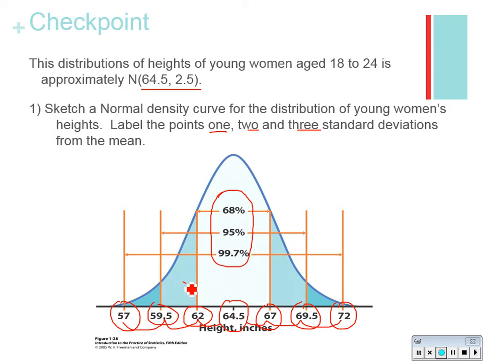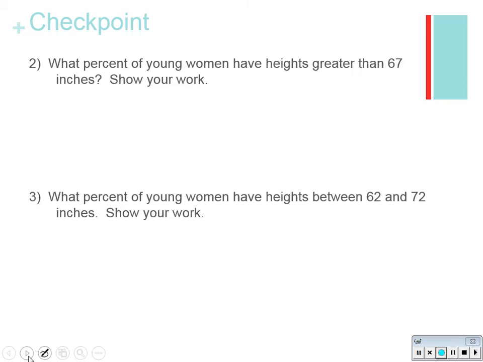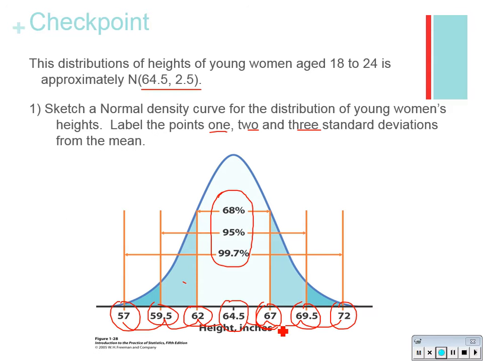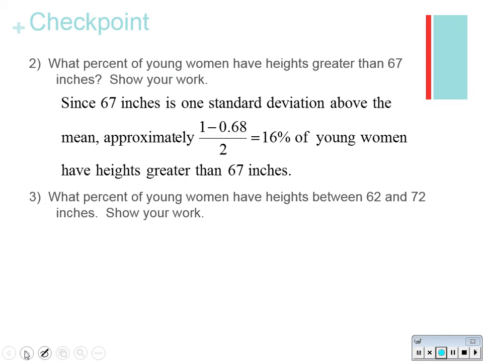And here's the thing, you need to draw this correctly in order to answer the application questions that come after this. Question number 2 says, what percent of young women have heights greater than 67 inches? If you go back to your curve, here's 67. And if you recall, this right here was 13.5, and then you had 2.35 here, and then the 0.15 on the end. If you add those percentages together, you get about 16%. 16% of young women in this particular normal distribution have heights that are greater than 67 inches.